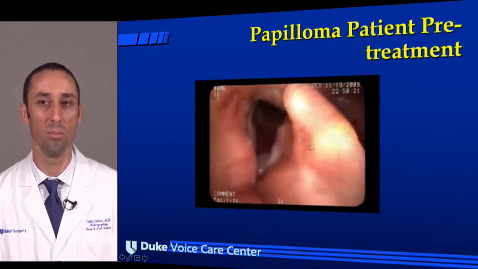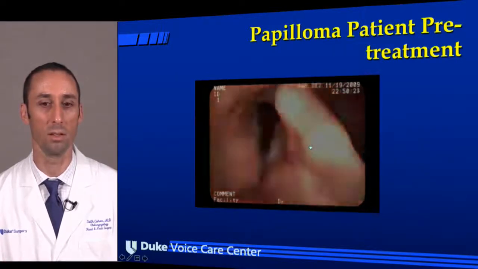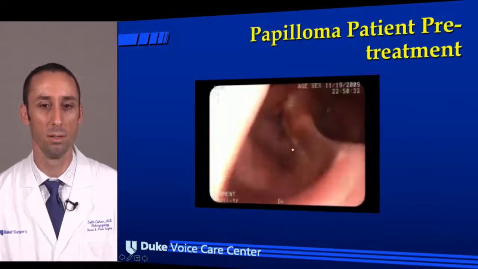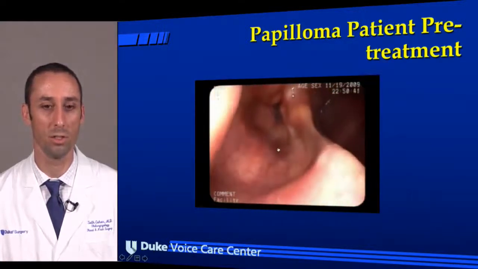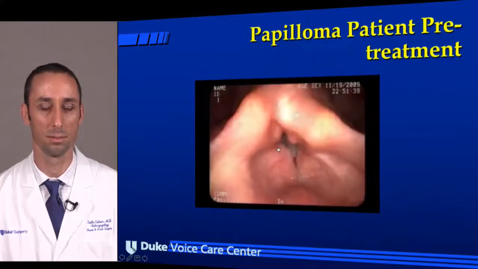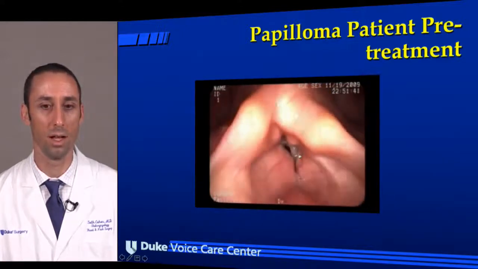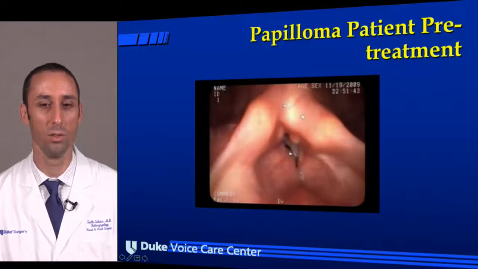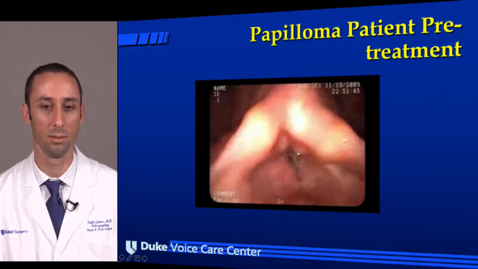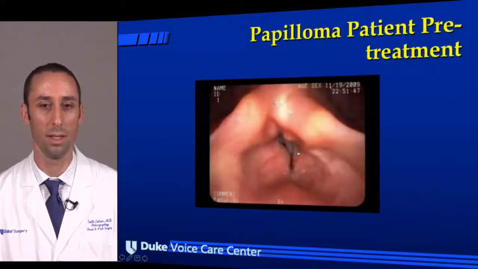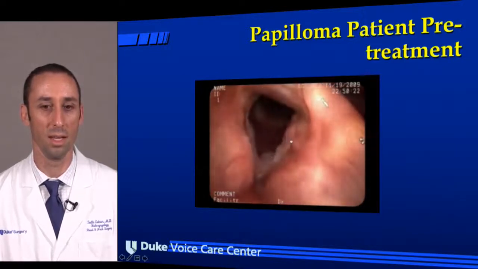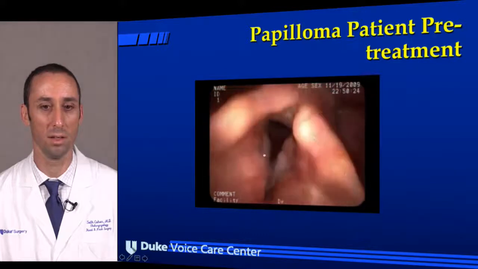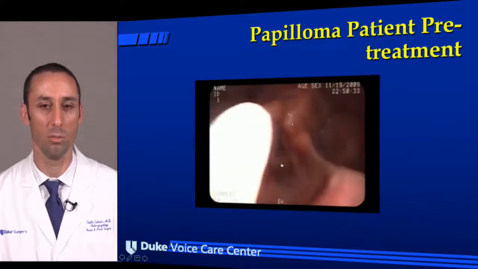This is a patient with laryngeal papilloma, and you can see what he looks like pre-treatment. A lot of disease along that left vocal fold, anterior commissure, a lot of supraglottic hyperfunction due to the papilloma. And again, a recurrent disease, an incurable disease. And so we can get in here and we can treat all of these areas of his papilloma.